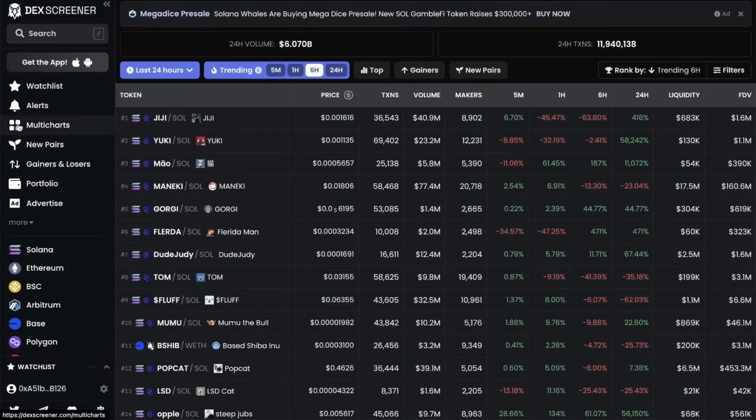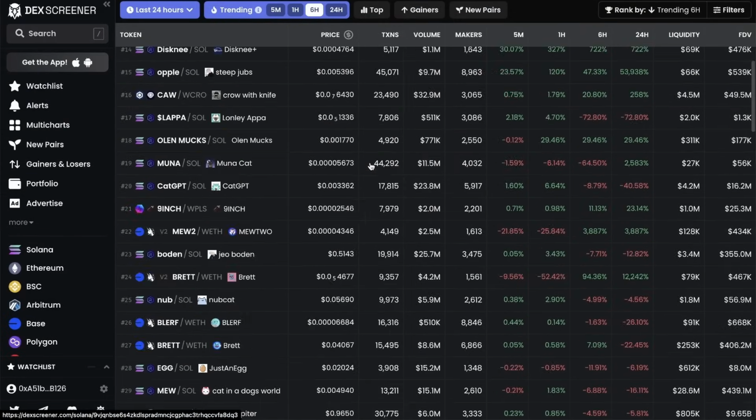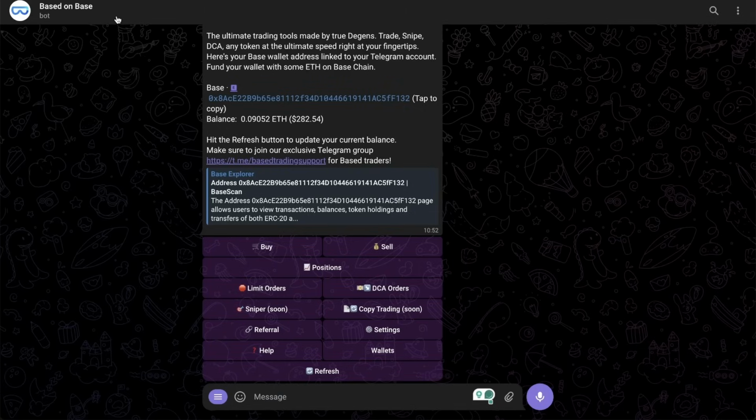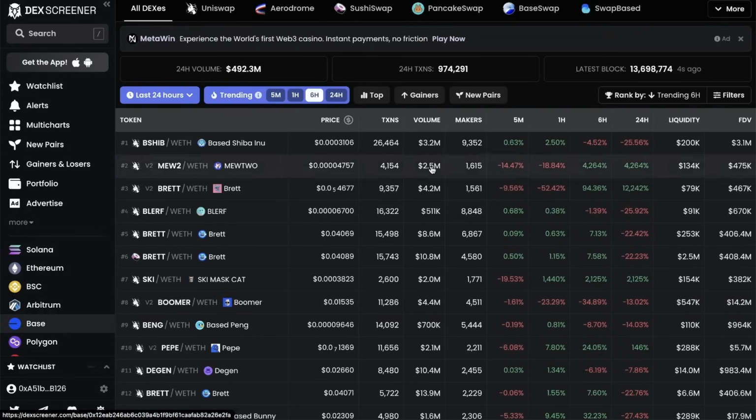Now it's time to have some fun and hunt those meme coins. One of my favorite tools for this is DexScreener. Here you have all the meme coins, everything that gets traded. And as we are based on Base, we are trading on the Base chain today. So I'm going to select Base here. Like this, I will see only the meme coins that are on Base today.